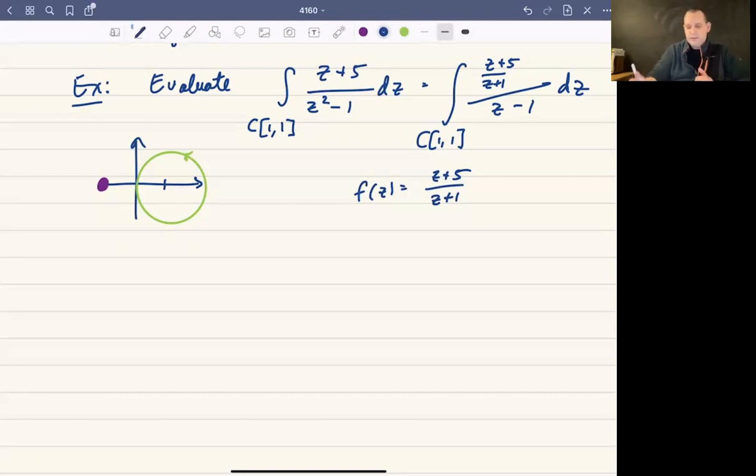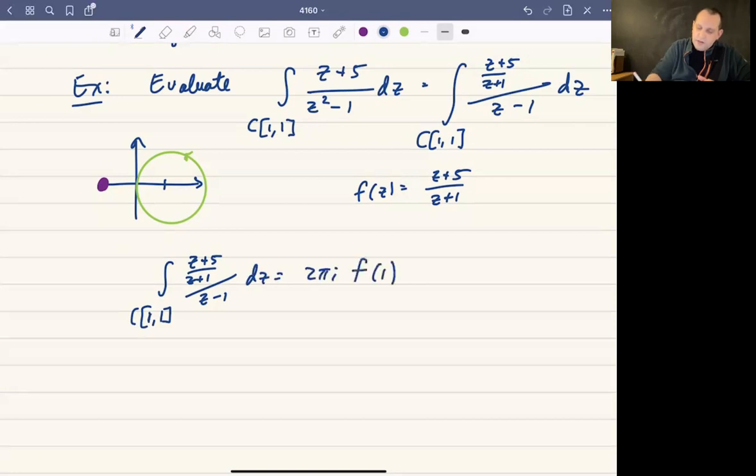So everything's fine. And what's going to happen here is that because all the conditions are satisfied, this integral of z plus 5 over z plus 1 divided by z minus 1 over the circle centered at 1 of radius 1, dz, is going to be equal to 2 pi i times f of 1, where f was this function. And f of 1 is going to be 6/2. So that's 2 pi i times 6/2. So this is 6 pi i. Okay, so there's one example.